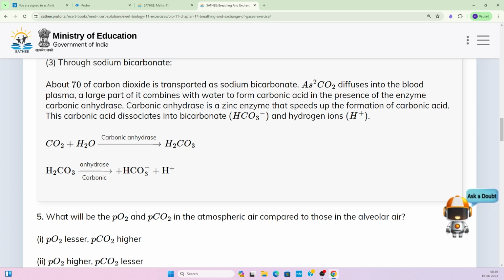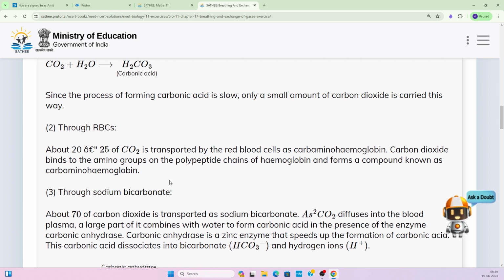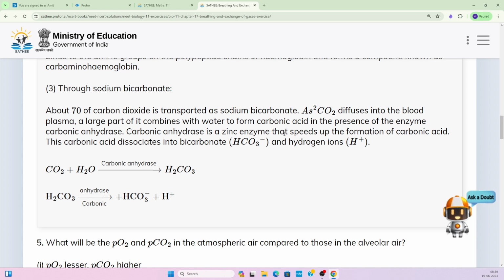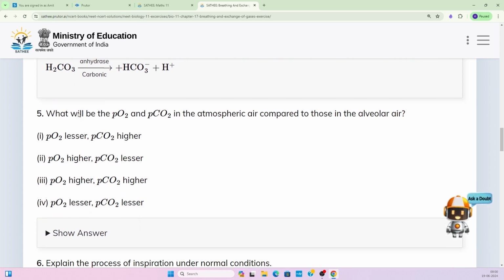Okay, so these are the three ways in which carbon dioxide is transported. 7% is dissolved in the water present in the plasma part, 25% is transported by carbaminohemoglobin, and third is the sodium bicarbonate form. It is transported as sodium bicarbonate, and this type of transportation is around 70%. That is the major part.